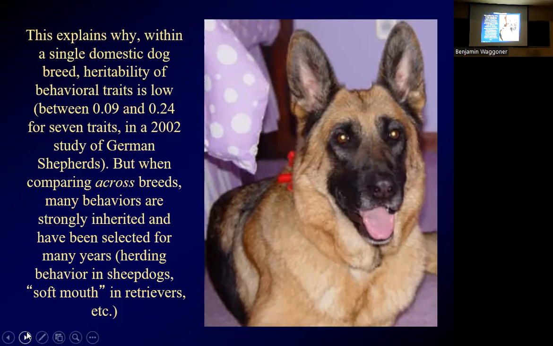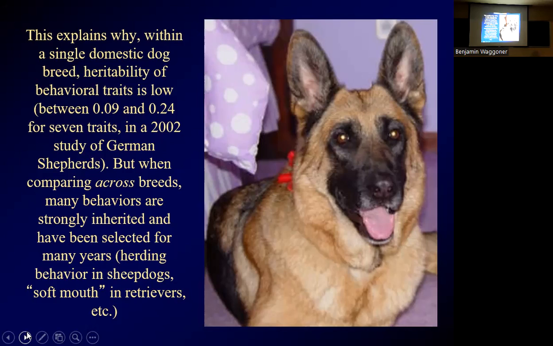So because of many years of selection, and because of limited genetic diversity in the German Shepherd gene pool, within that breed, heritability of behavioral traits is very low. We really can't do much more selection for behavioral traits in German Shepherds because they already don't vary very much in their behavioral traits.